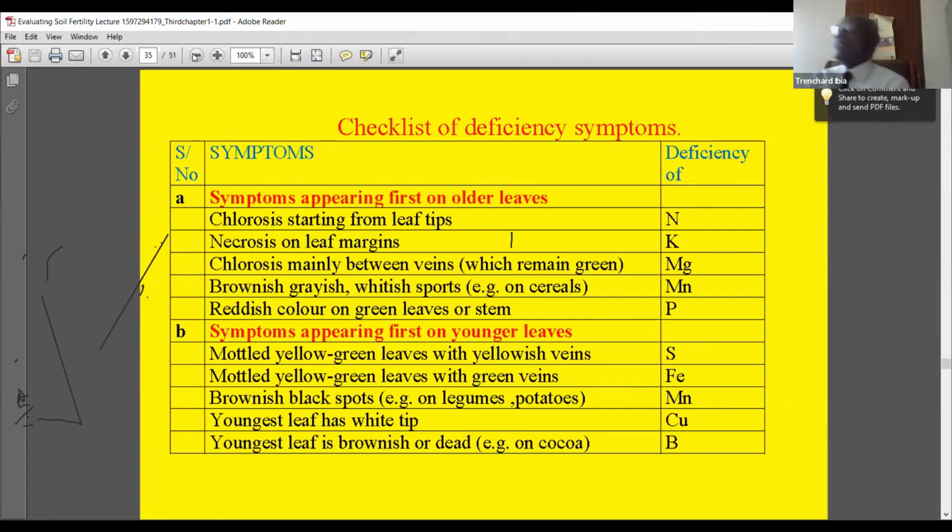Symptoms appearing first on younger leaves: mottled yellow-green leaves with yellowish veins, sulfur; mottled yellow-green leaves with green veins, iron; brownish black spots, manganese; youngest leaf has white tip, copper; youngest leaf is brownish or dead, in cocoa, boron.